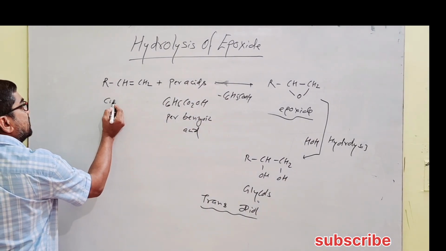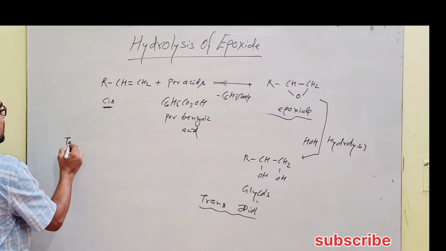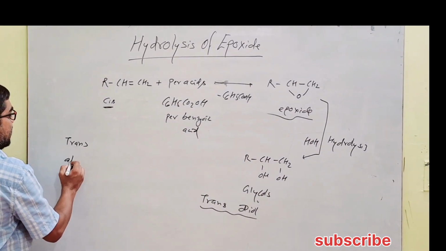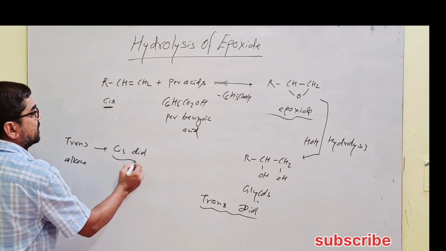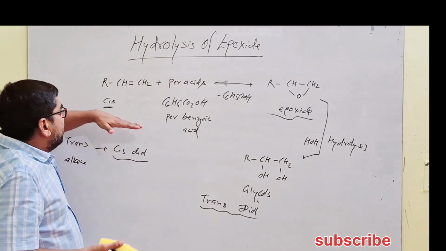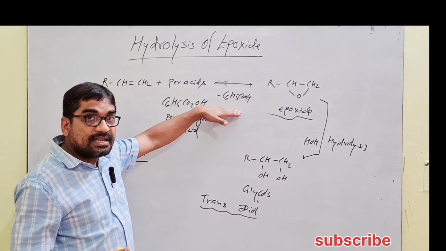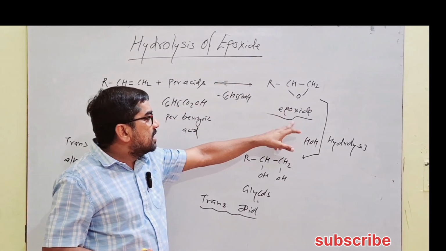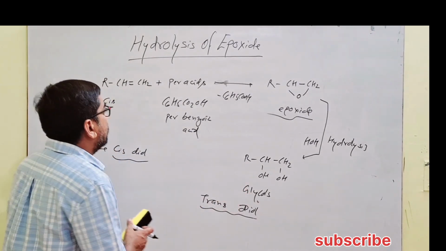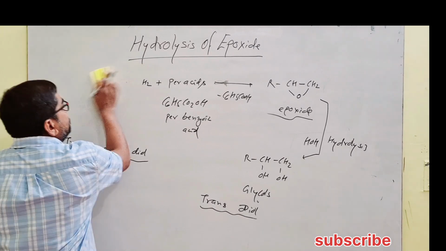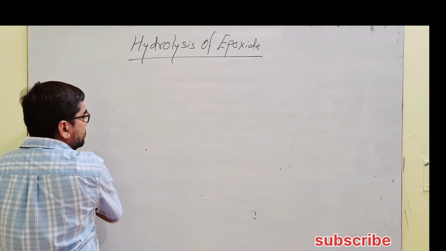If a cis alkene reacts, then trans diols are obtained, and when a trans alkene reacts, then cis diols are obtained. So this is the difference. When the cis form of an alkene reacts with per acids, epoxide is formed. After hydrolysis, trans diols, meaning glycols, are obtained. So just see now the complete reaction, how glycols are formed.